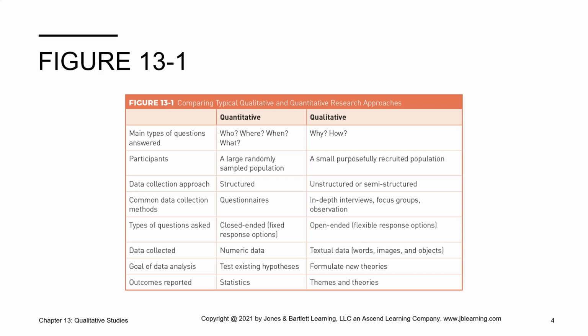So figure 13.1.1 goes over some different comparisons between qualitative and quantitative research approaches. So for example, in our first row, the main types of questions answered in quantitative research are the who, the where, the when, and the what, versus qualitative are the why and the how. And you can go over the rest of these rows for the other characteristics on your own time.